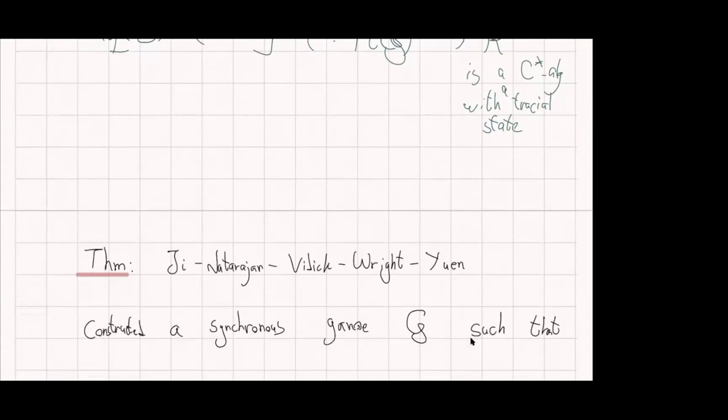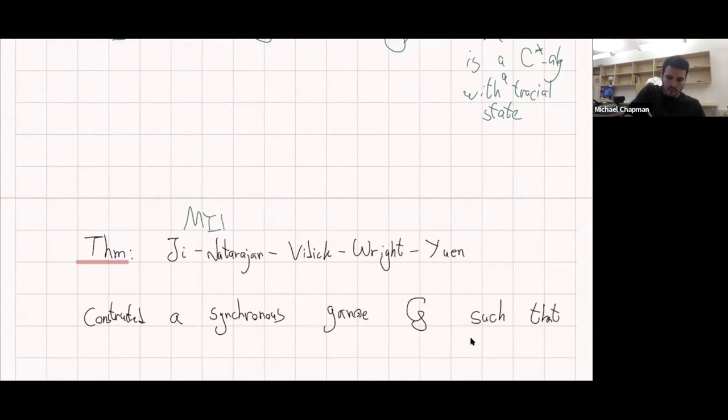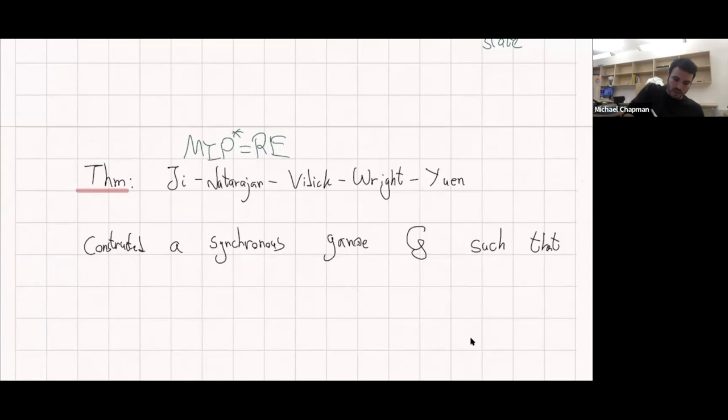Let me just say, now I'm giving a theorem from this now famous MIP star equals RE. And the part that we care about from this paper is that they constructed a specific game. You can write it down, probably you cannot write it down because it will be too long, but if you follow their paper, a computer potentially can write down the full question, answer, and verification procedure and all of that. Having the following property: it's a synchronous game, and the quantum commuting value of this game is one, while the quantum value of this game is bounded from above by 1/2.